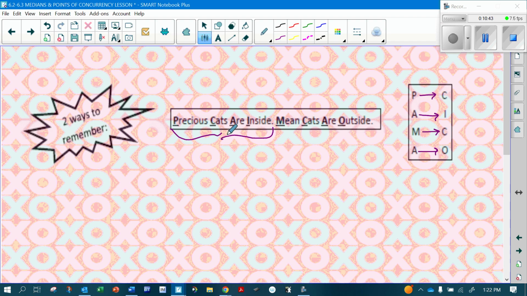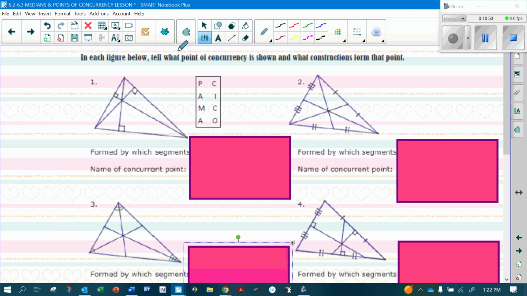This is going to be your bisectors, and the ones outside are going to be your medians and your altitudes. So just a little quirky way you might come up with your own. All right, so in each figure below, tell what point of concurrency is shown and what construction forms that point.